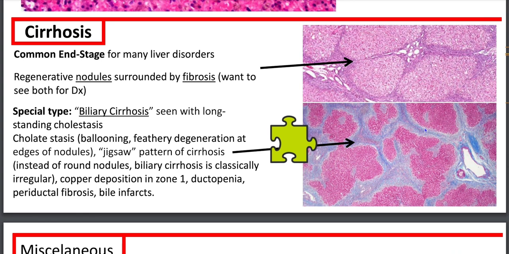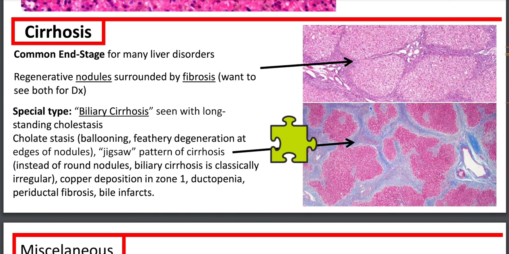Cirrhosis, this is the common end of the road or end stage for many liver disorders. So it's relatively non-specific in and of itself because many things could have caused it. Histologically, you'll see these regenerative nodules surrounded by fibrosis, and you want to see both for diagnosis.